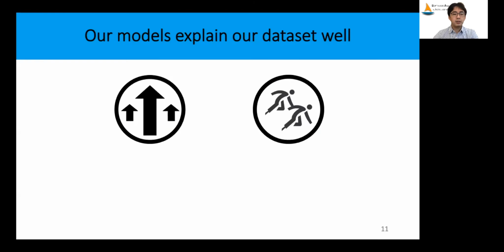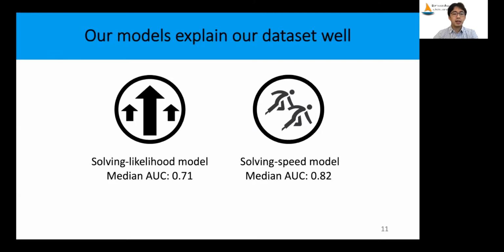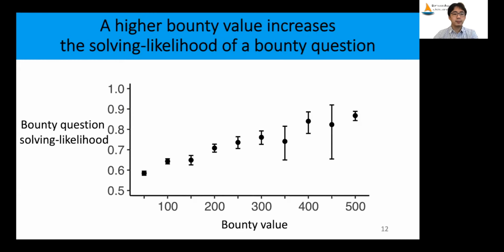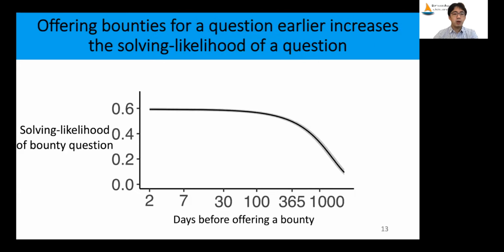The median AUC for the solving likelihood model is 0.71, and for the solving speed model is 0.82, which indicates our models explain our dataset well. We observe that the bounty value is an important factor in the solving likelihood model. The figure shows the solving likelihood of bounty questions against the bounty value. With a higher bounty value, the bounty question is more likely to be solved. We also find the timing of offering bounty is important. The earlier a bounty is offered on a question, the higher the likelihood of the question being solved.